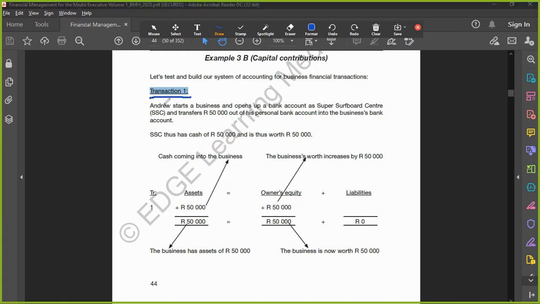Transaction number 1 says, Andrew starts a business and opens up a bank account, Super Surfboard Center, and transfers 50,000 out of his personal bank account into the business's bank account. Remember, everything is going to be from the business's point of view. So what is happening here? The owner is making a contribution. If the owner makes a contribution, you should be thinking about capital. How is the owner contributing capital? In the form of cash. So that's bank. All right, so you've got bank and you've got capital.